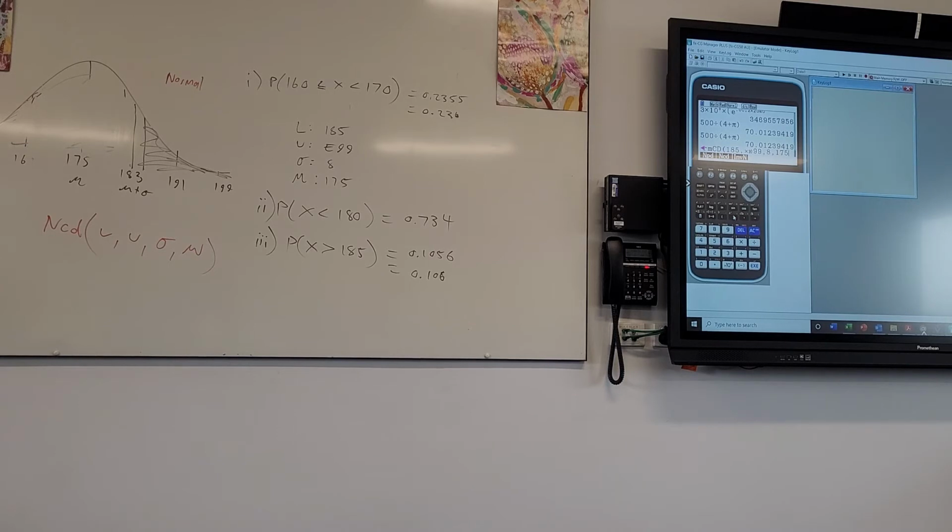Okay, close that bracket there. So we've got all the information there: lower, upper, standard deviation, mean, and we can press enter and we generate the same answer. Okay? So then, how can we use this probability?